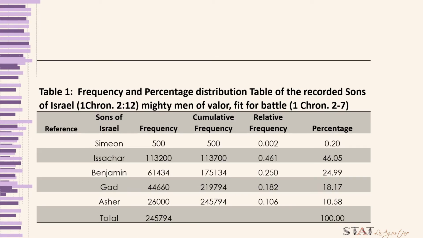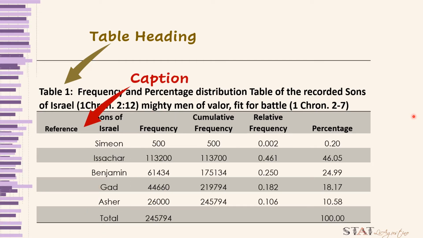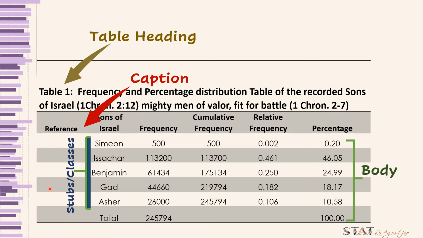So let's look for the parts of the statistical table. In this area, we have here the table number. It is called the table heading. And then we have here in this column, we call that the caption, say the reference, and then we have here the body. Each cell contains information, and this is called the body. And then in this area, we call this stubs, classes, or categories, the Sons of Israel.